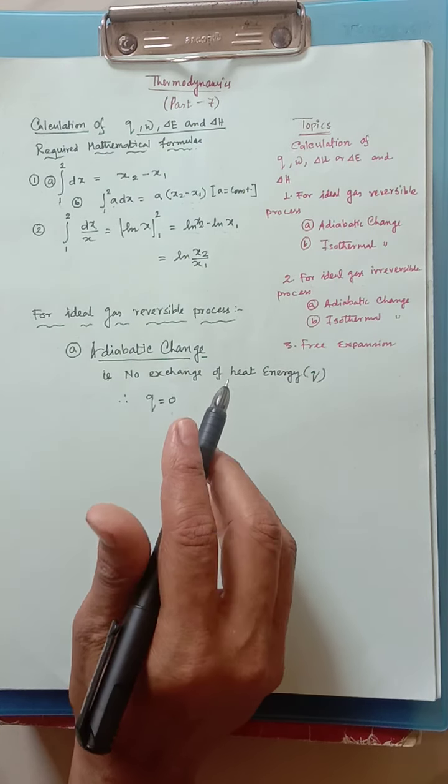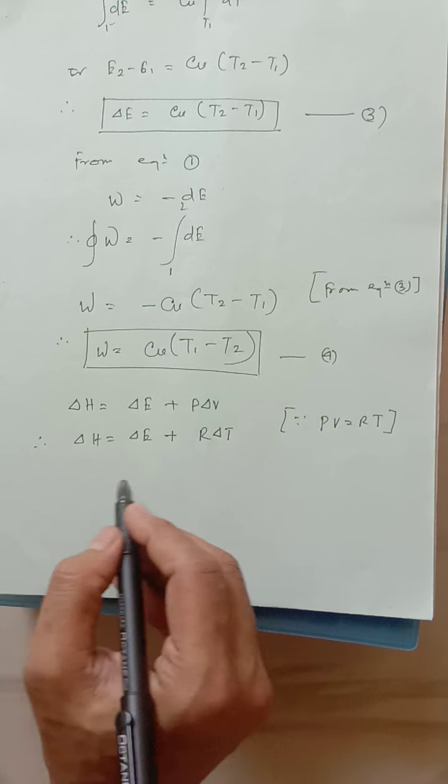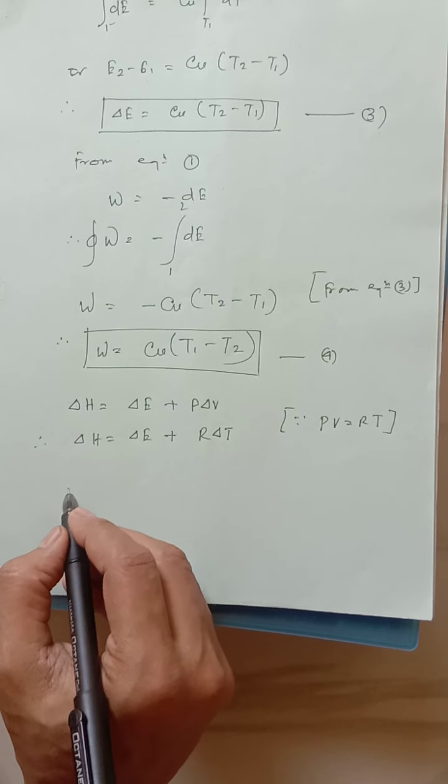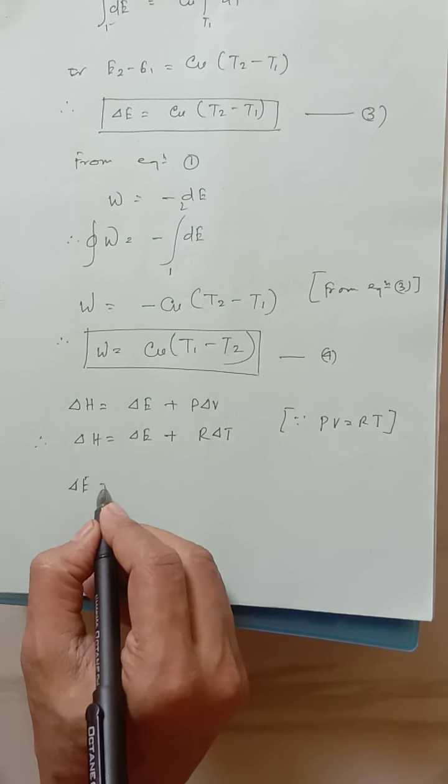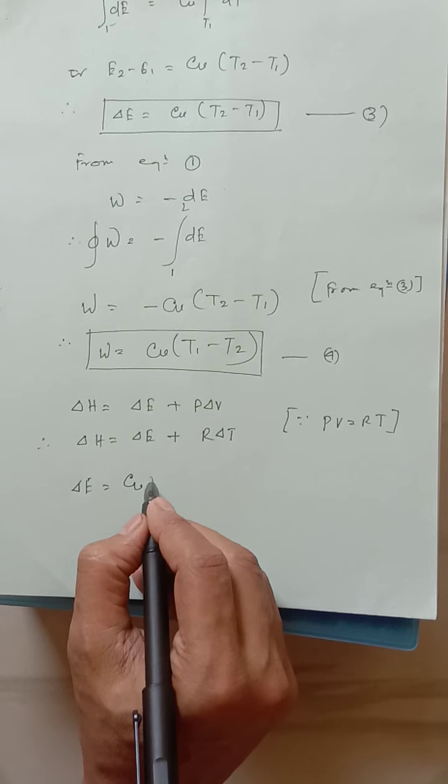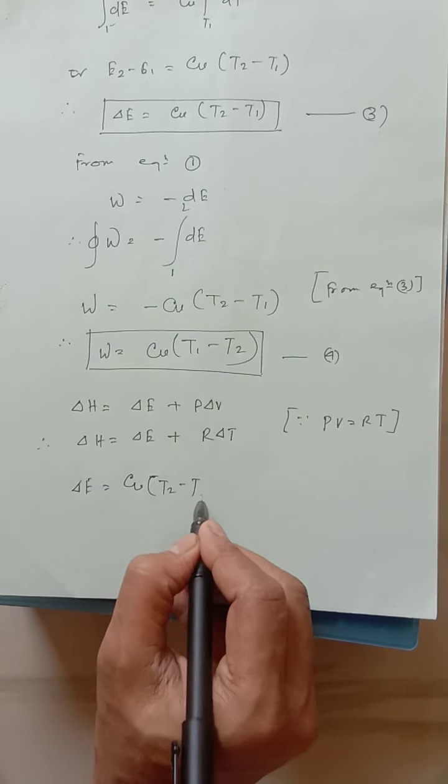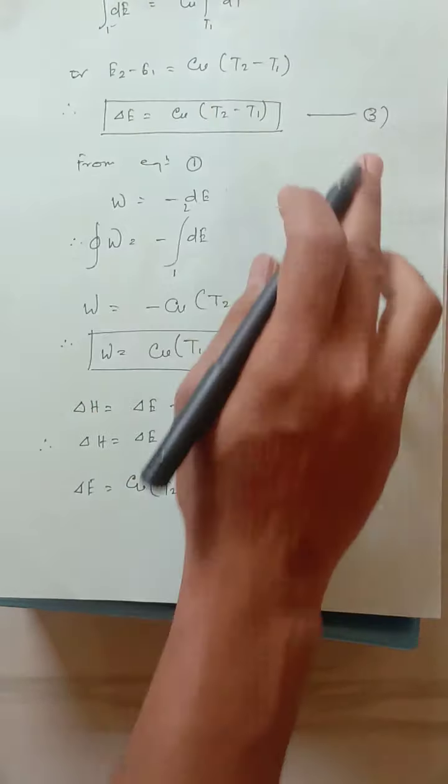Because from the ideal gas equation we get PV equal to RT. So that's why I have written over here. Now if the integration has been done on both sides, the result will be delta E. Delta E we have already calculated, that means Cv (T2 minus T1) from equation number 3, plus again in this case also R (T2 minus T1).